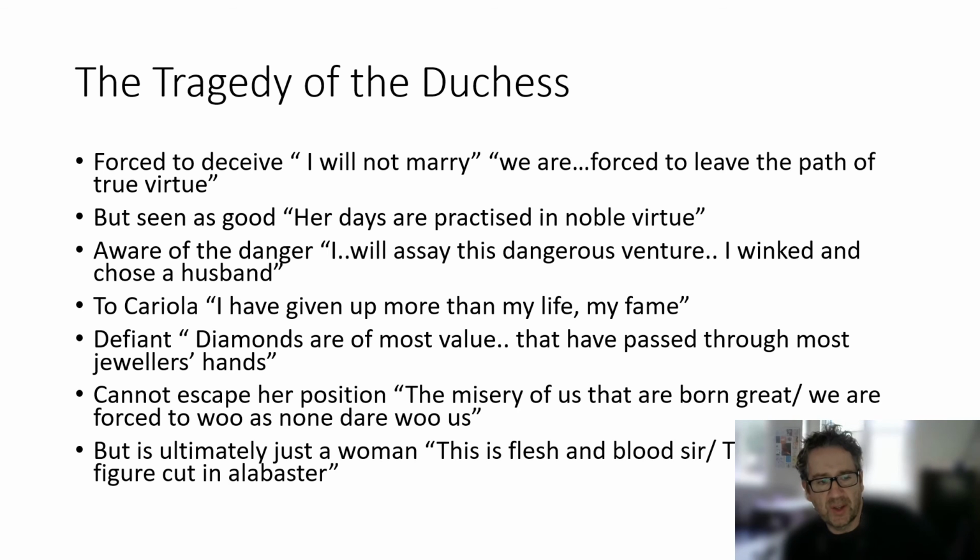But ultimately she ends the act where it's easy to sympathise with her. "This is flesh and blood, sir. 'Tis not a figure cut in alabaster." She's not made of plaster. She's merely a woman. A woman asking a man to love her.